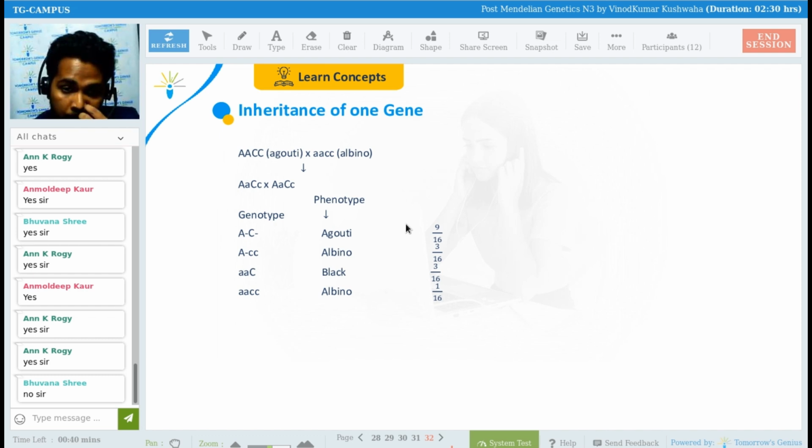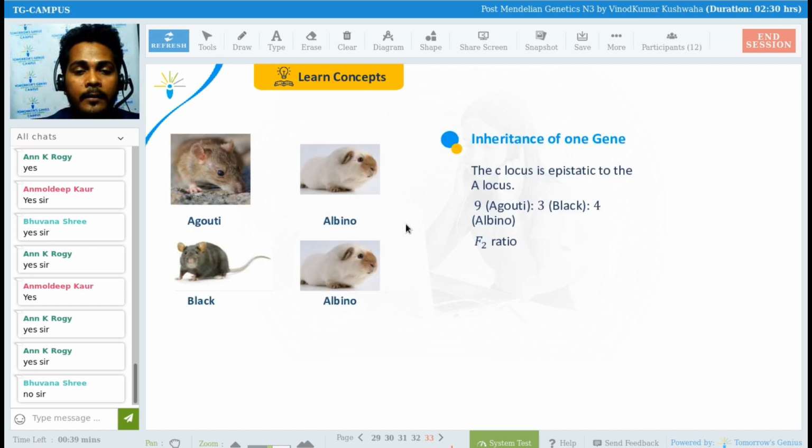Agouti and albino. So you can see the coat color also. This is normal, but in F2 it becomes 9:3:4, which is albino. So this is in the F2 generation. Yes, the F2 generation ratio is 9:3:4, which you have to remember. So ratio is very important in these intergenic interactions, which you need to remember. Yes, clear?